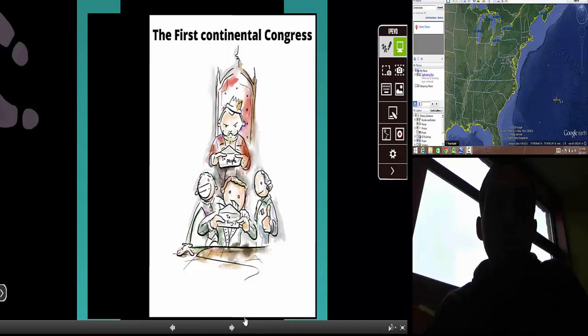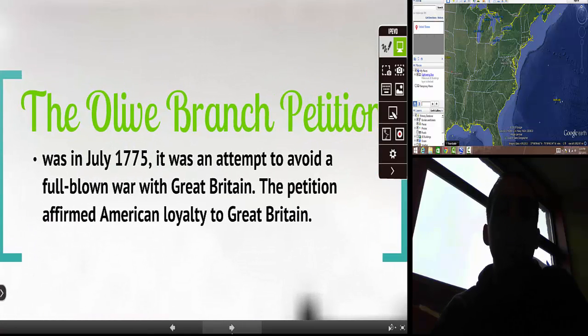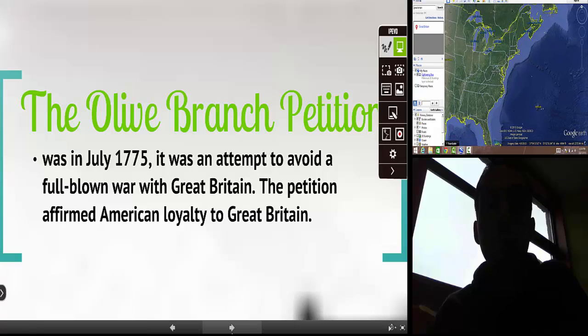So as a result of all this, the colonists formed the First Continental Congress, and this is where they're going to meet together and discuss what they should do about the British. So what they come up with is something known as the Olive Branch Petition. What this is, and this was in July 1775, it was an attempt to avoid a full-blown war because they knew a war was coming.